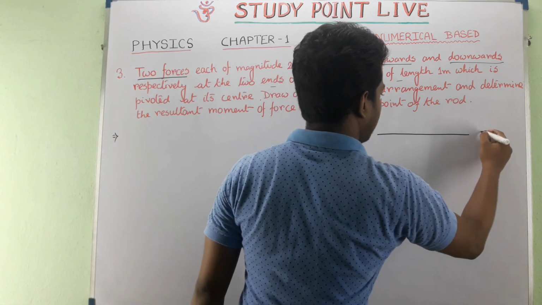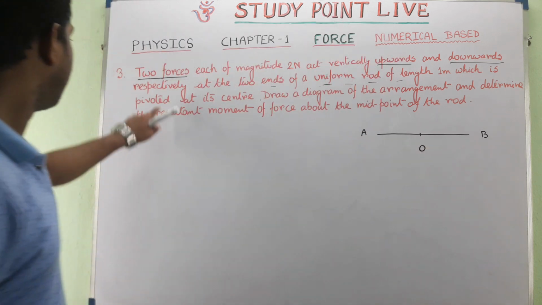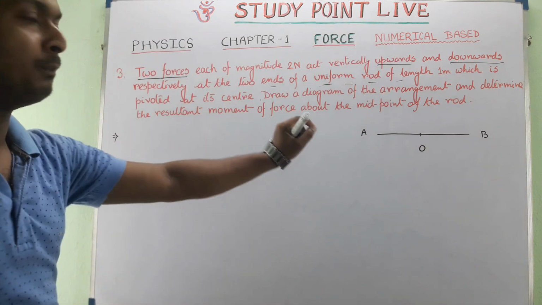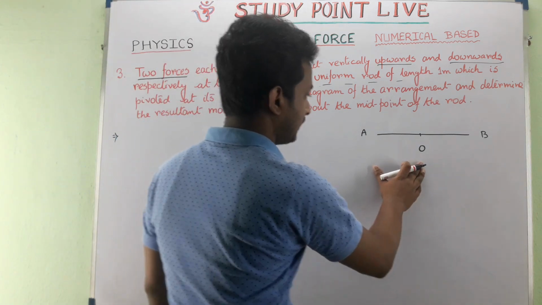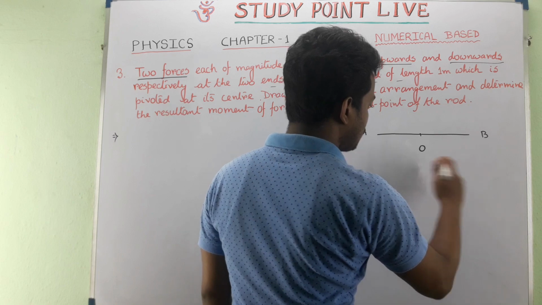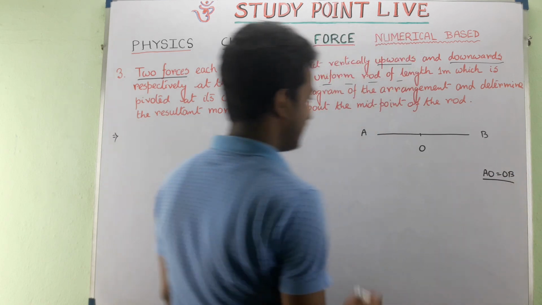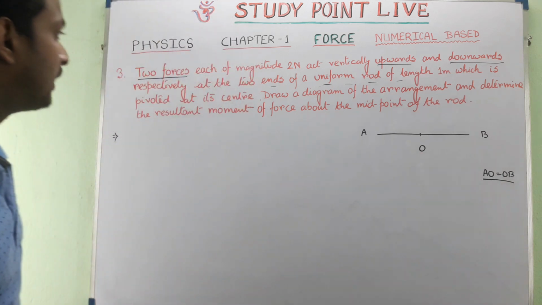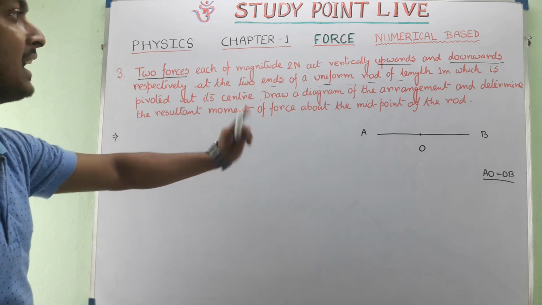Let us take A, B, and this is the midpoint, that is O. See, pivoted at its center. So the fixed point should be at the middle. So let's take the middle point as O. So we can say that AO is equal to OB, because this is the midpoint of the uniform rod, and 2 forces act downward and upward.